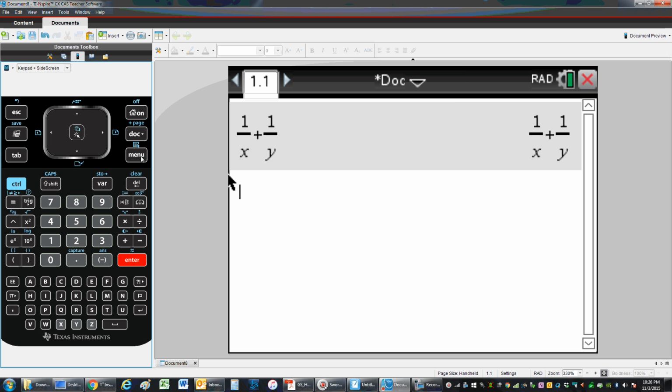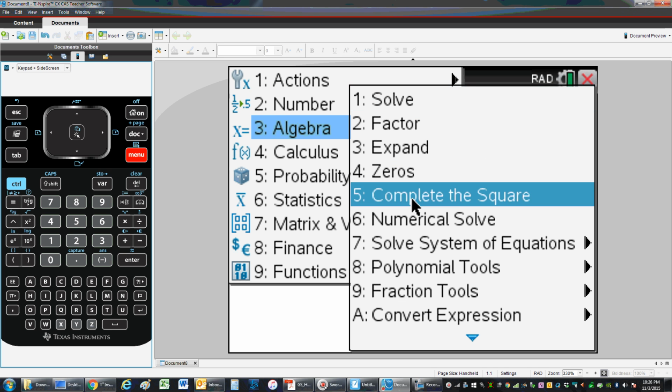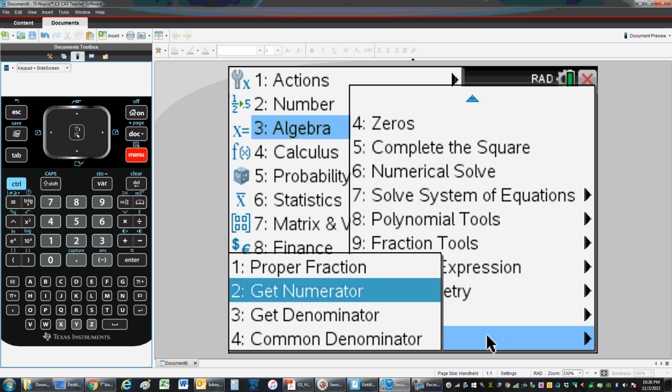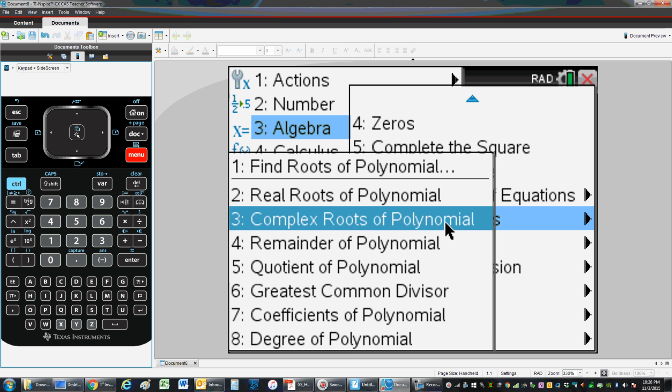So I wanted to show you this one. If you go under menu, algebra, and down to fraction tools. There are so many tools in here, by the way, that we're barely going to even scratch them, and we could be here forever. It's polynomial tools. You can get your quotients and remainders, basically doing your long division and stuff.